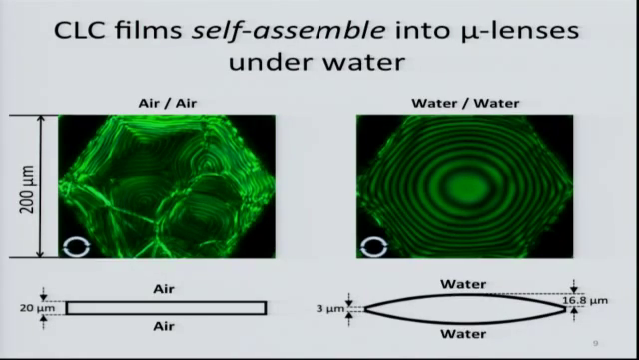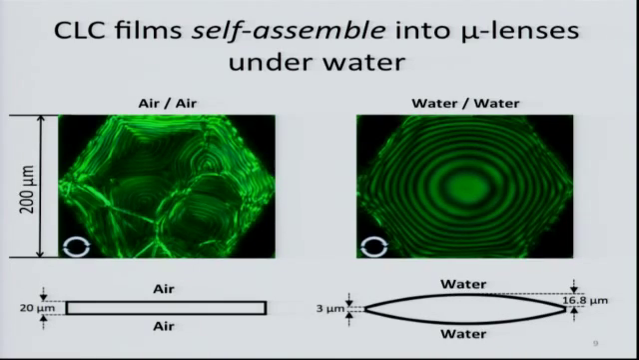So now let's look at what we see under the microscope when we form a cholesteric liquid crystal film in air. A freely suspended cholesteric liquid crystal film in air will be flat, and under the circular polarizers will exhibit a fingerprint texture. I also used a green filter just to enhance the contrast. But then when we immerse this film under the water, this fingerprint texture relaxes, and a new texture appears.